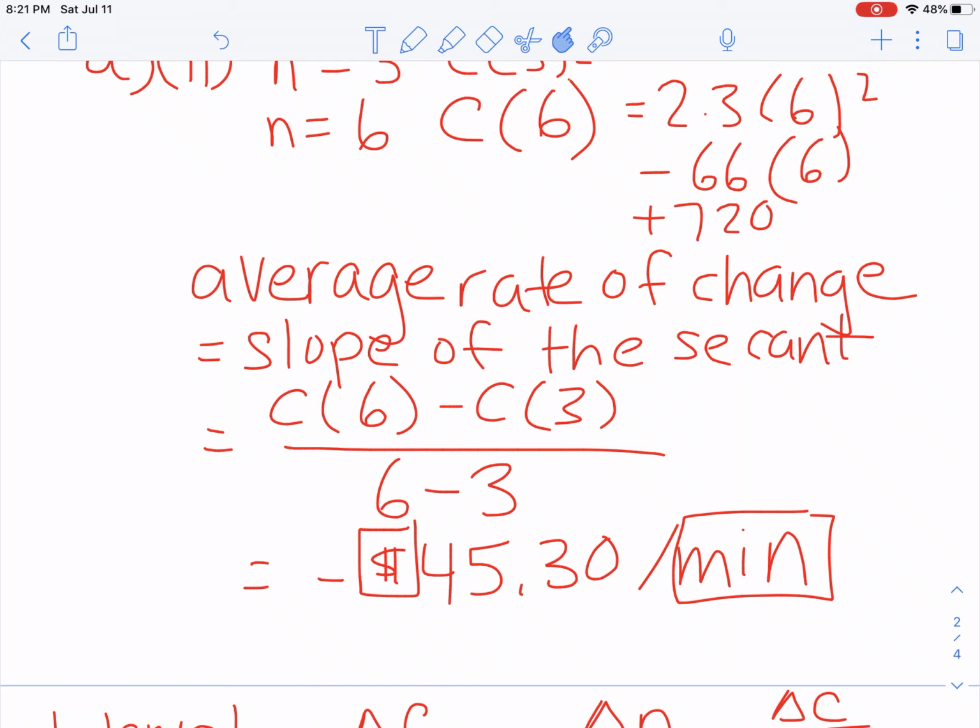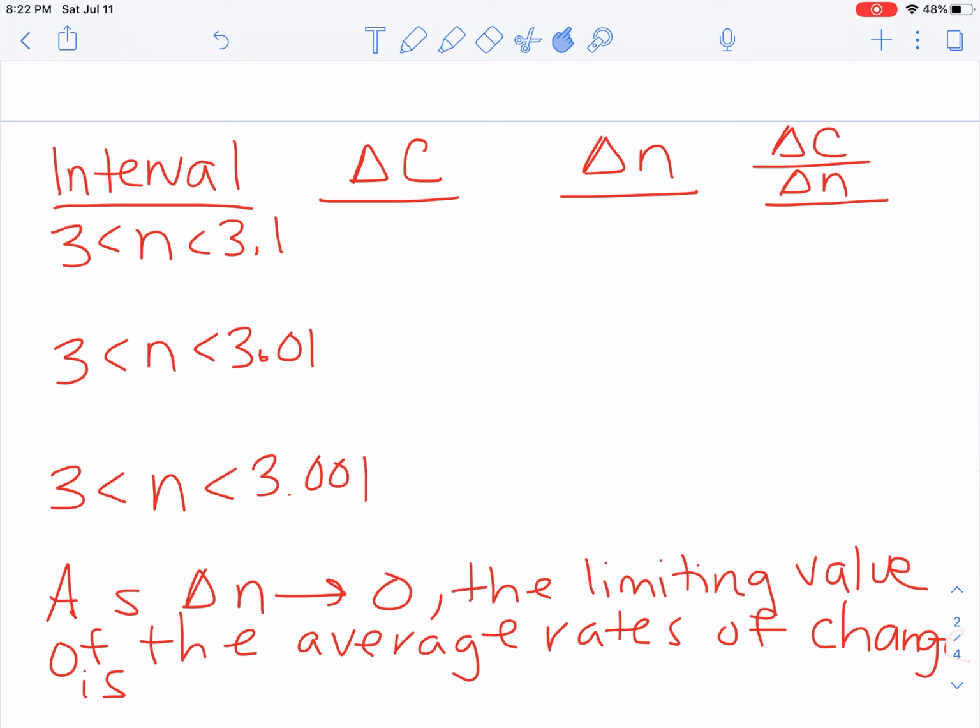Okay, now we were asked to find the instantaneous rate of change. So for this, we need to set up a table. What's important here is to remember that we're just finding slopes of secants with values very close to the given value. It's said in the question for part B, find the instantaneous rate of change after exactly 3 minutes. So 3 is going to stay the same, but I'm just picking values that are close to 3. So 3.1, 3.01, 3.001. And on the other side, I could pick 2.9 is close, 2.99 is even closer, and 2.999.